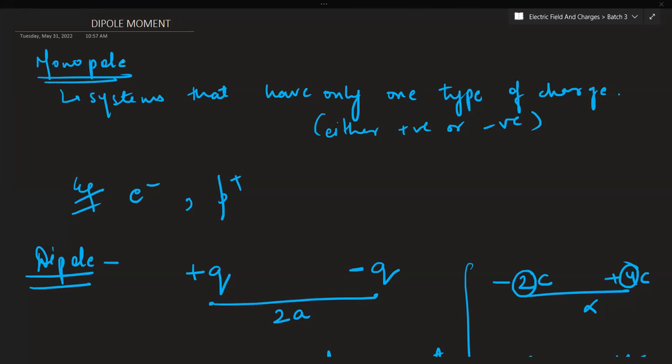Ma'am, if the separation was d, the formula would have been p is equal to q by d, right? p is equal to q multiplied by d. Yes, yes. Just take the separation. This 2 is just a confusing factor. Never multiply anything by 2. Okay, just take the separation.